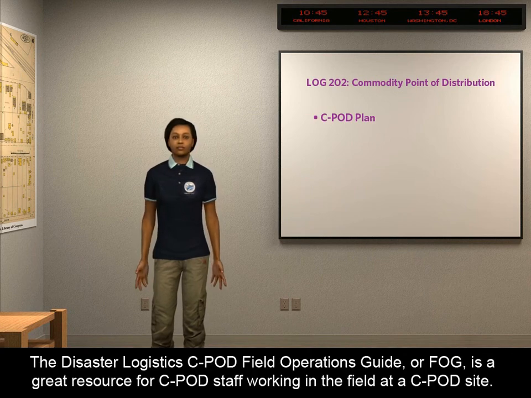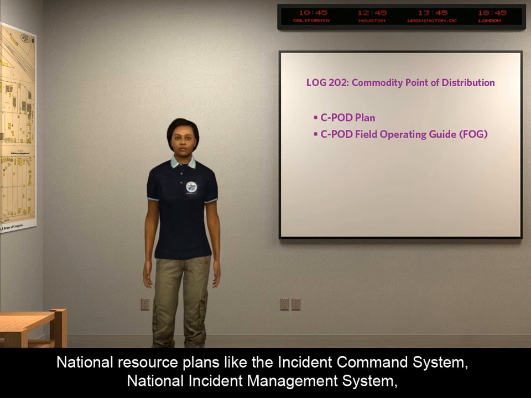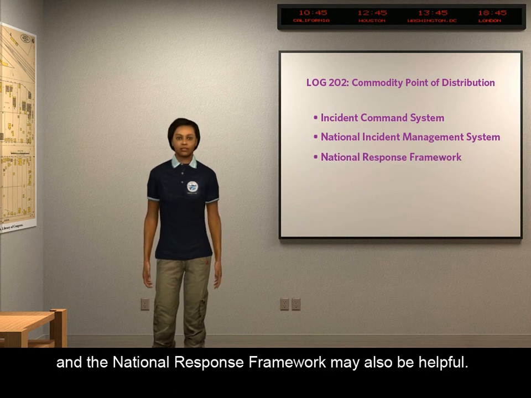The Disaster Logistics C-pod Field Operations Guide, or FOG, is a great resource for C-pod staff working in the field at a C-pod site. National resource plans like the Incident Command System, National Incident Management System, and the National Response Framework may also be helpful.